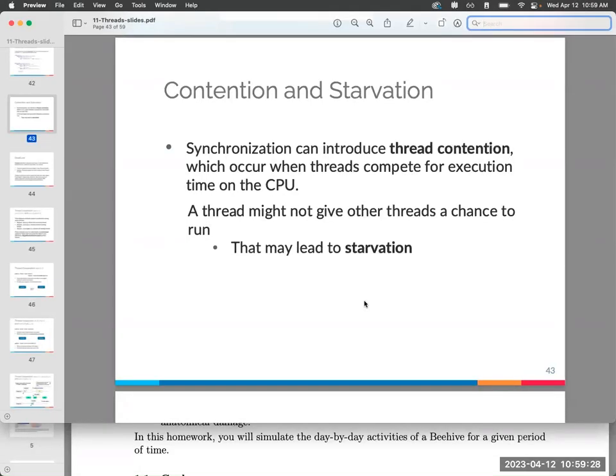The way I'll begin today is I'll begin talking about the wait notify mechanism, a little bit about contention and starvation as well, and then I will go over the write-up of the homework.